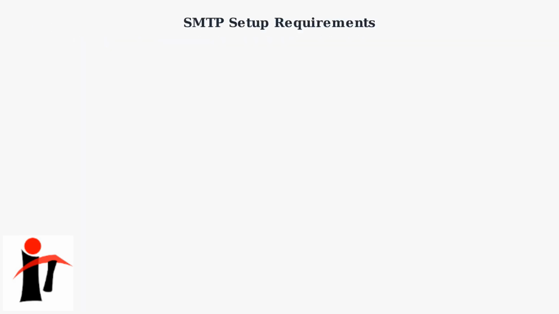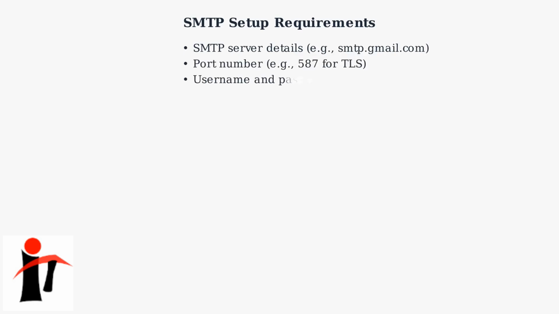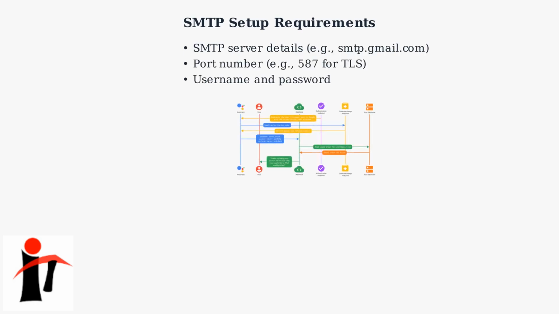To set up SMTP in ManyChat, you'll need several key pieces of information. This includes your SMTP server details, such as smtp.gmail.com for Gmail users. You'll also need the port number, typically 587, for TLS encryption. Finally, provide your username and password for authentication.